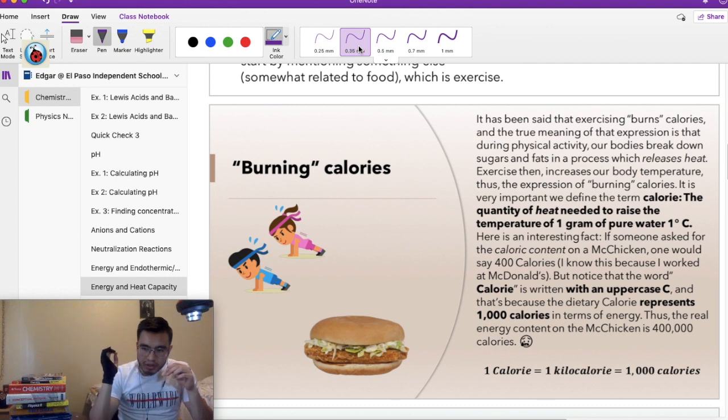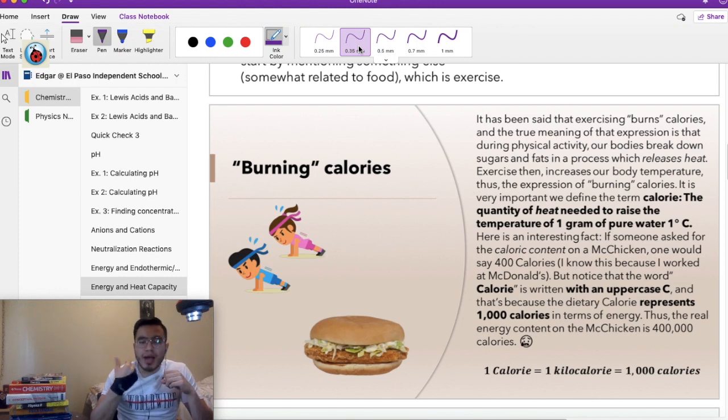And before we jump into the examples, I just want to remind you of a few things. First one, 2 units to measure heat energy, the joule and the calorie. The standard unit, the SI unit, is the joule, okay? And calorie, it is related to nutrition and food.